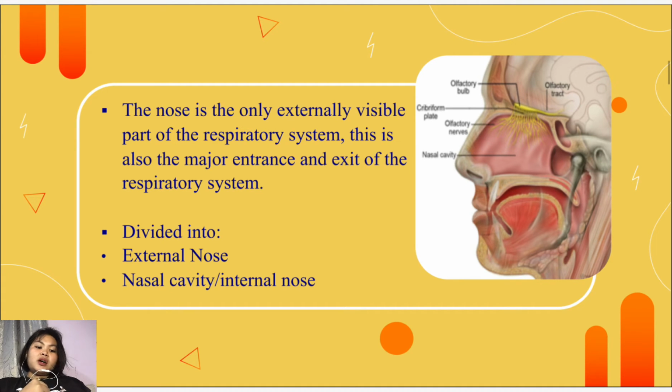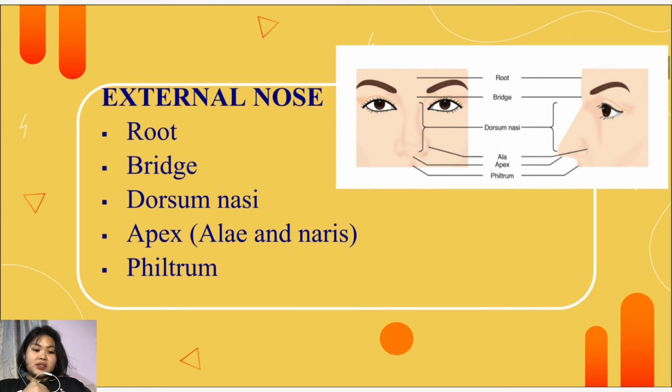The nose is divided into two major sections: the external nose and the nasal cavity, or the internal nose. The external nose consists of the surface and the skeletal structure that results in the outward appearance of the nose and contributes to its numerous functions. First, we have the root. It is the region of the nose located between the eyebrows, as you can see in the picture on the slide. The bridge is the part of the nose that connects the root to the rest of the nose.